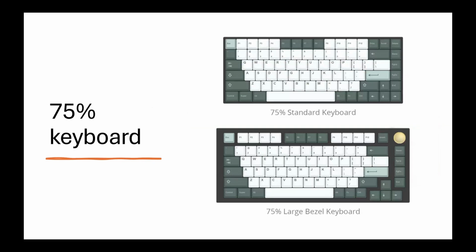Now we can keep going deeper into rearranging. So this is the same amount of keys as the previous one, but the difference is that the navigation cluster and the arrows are a little bit more compact.